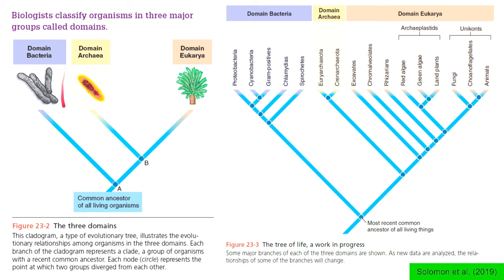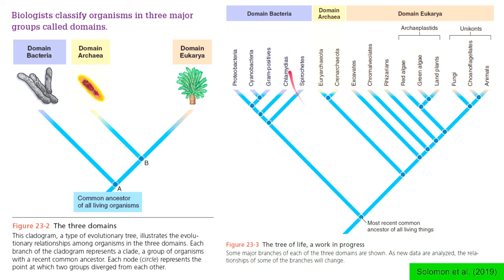It shows us that domain Archaea and domain Eukarya are closely related, or closer to each other in terms of evolutionary relationship, because they share a common ancestor. And their group shares a common ancestor with domain Bacteria, back in the past. So this is an example of a cladogram. This one is a more detailed cladogram of these three domains. Again, it shows us that domain Archaea and domain Eukarya both share a common ancestor, so they are more closely related with each other.